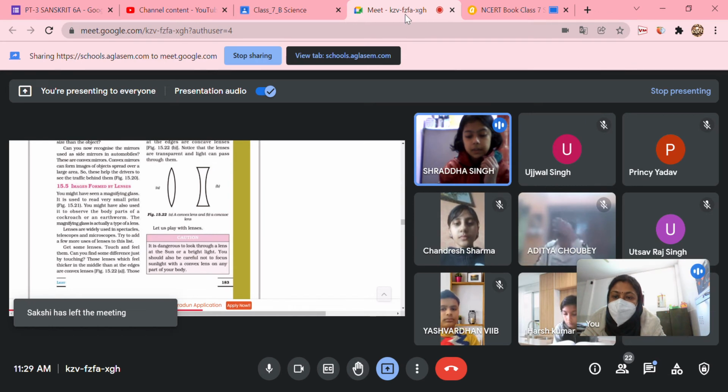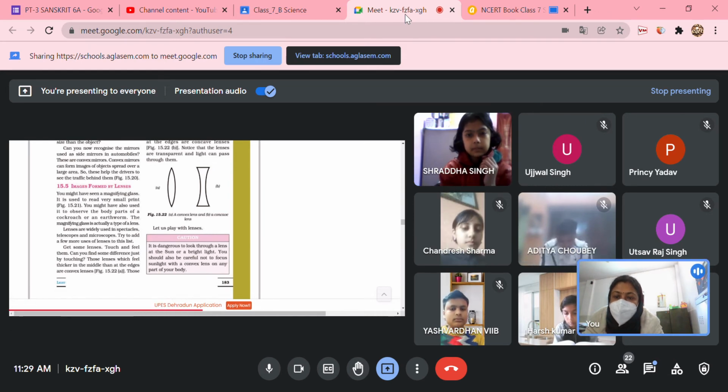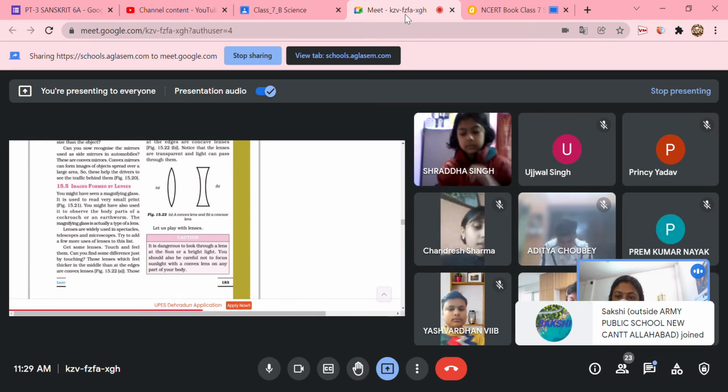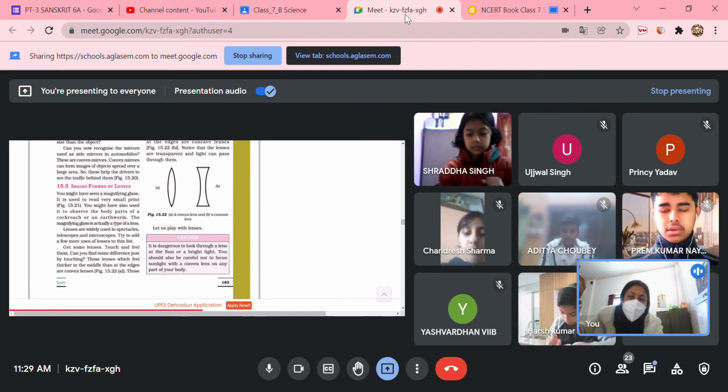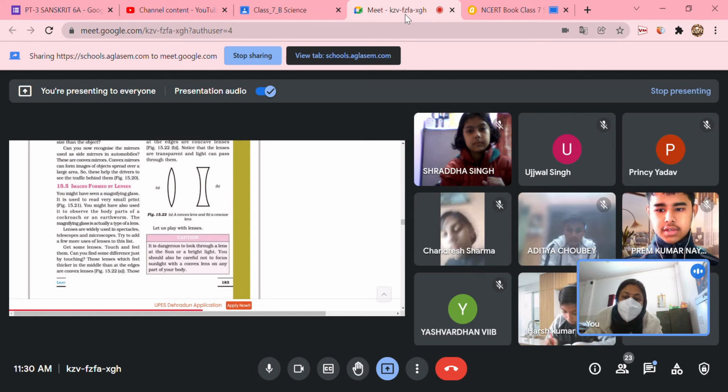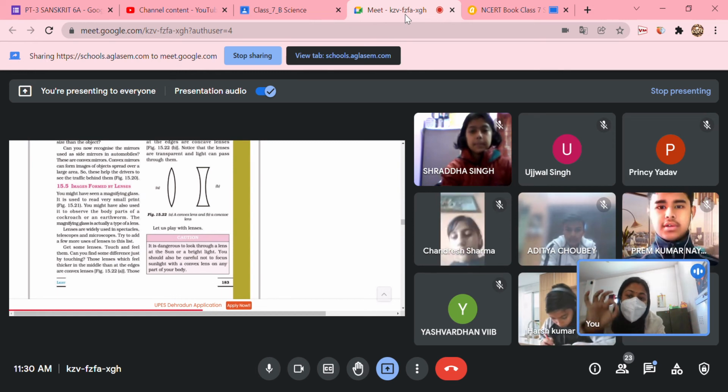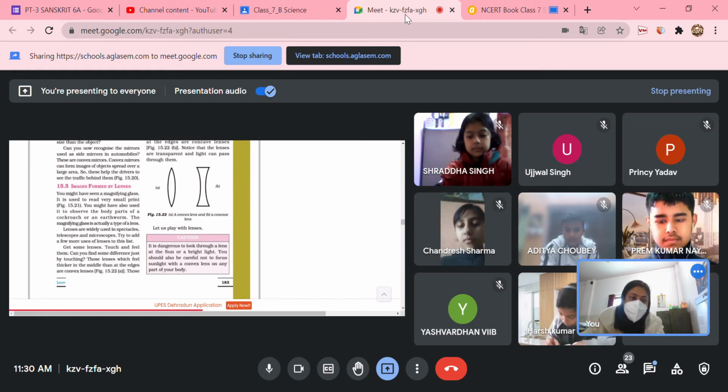So these are the uses of lenses. Underline this: lenses are widely used in spectacles, telescopes and microscopes. Telescopes are used when you are able to see far objects with the help of this instrument, and a microscope when you are able to see small objects in a magnified view. So these are the places where we are using lenses.